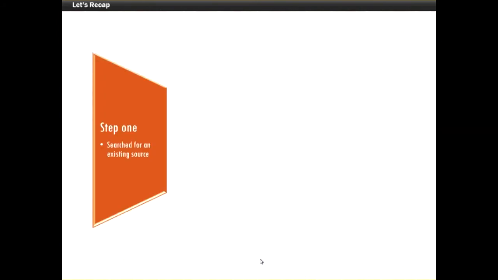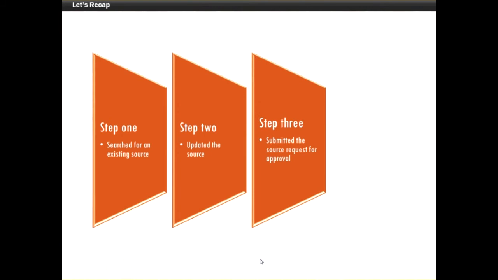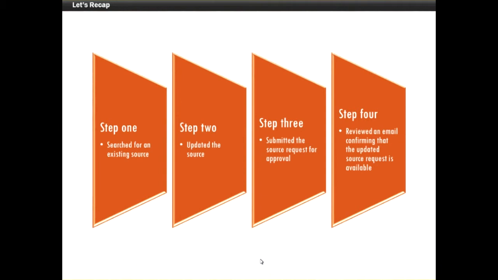Great. So let's recap what we've done so far for updating a source request. First, we searched for the existing source. Then we updated the source. We submitted the source request for approval. And then we reviewed the email that came from the controller's office confirming that the updated source request is available for use.